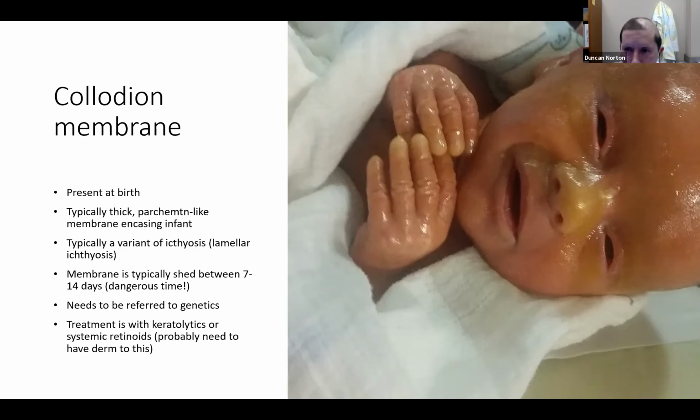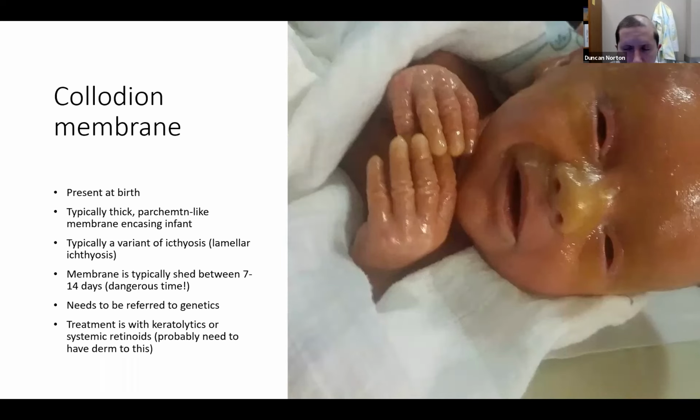So think of this, when this sheds, it's a burn. So these kids can lose lots of fluids through their skin. They are susceptible to superinfections. So you almost need to have these kids in like a burn unit or in the NICU. So don't discharge this kid home, because they are set up for very bad sequelae. You need to refer them to genetics to try and figure out what type of ichthyosis this is.